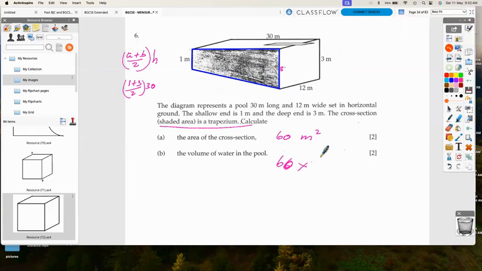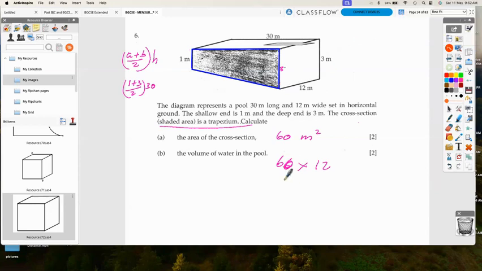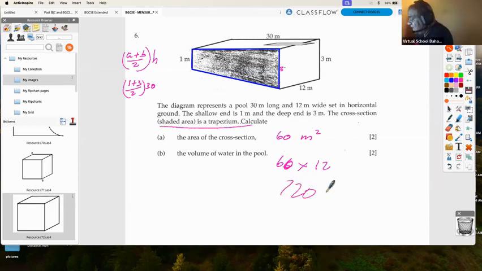12. It'll be 12. Because if this is the bottom of the pool, imagine you flip this and this is the bottom, then the height would be that part there. Is that so? Yes, sir. And that would be the volume. And this time it is meter cube. Area, meter square. Who understands that? I do.